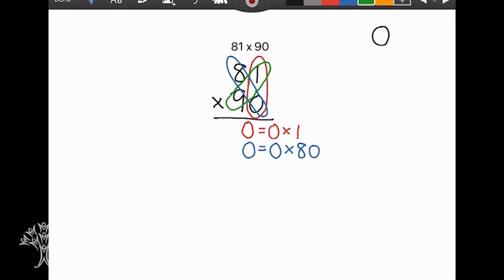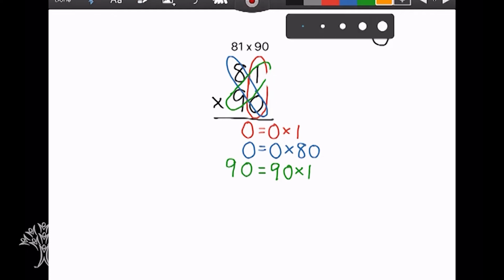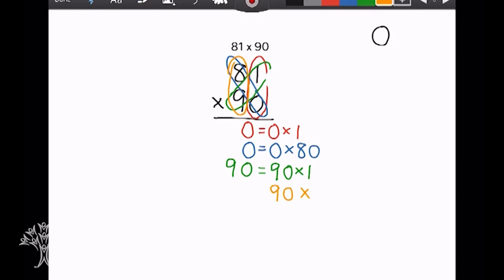Now I can go 90 times 1 equals 90, because it's anything times 1. And then my very last one, 90 times 80. That's the toughest one, isn't it? So I'm thinking of my facts. I know 8 times 9 is 72. And then I've got a couple zeros on there.